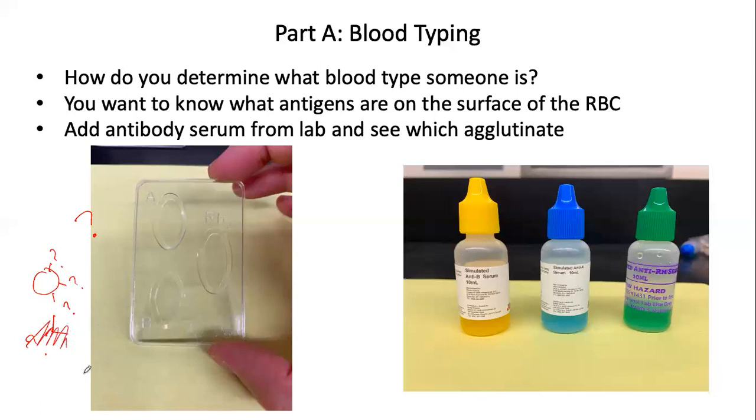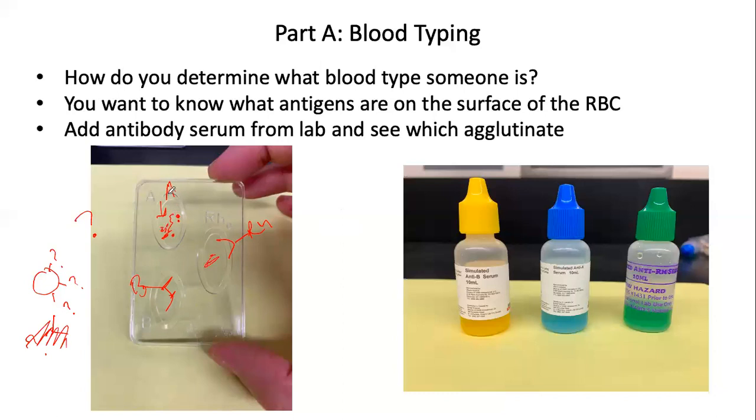Well, we could technically do a blood test, but if we're doing this really quickly, a sure way to do it is use antibodies, okay? So we're gonna stick the red blood cells or the blood into these wells, right? And then we're gonna add antibody serum. So we're gonna add A to this well, antibody A to this well. We're gonna add antibody RH to this well, and antibody B to this well, okay?